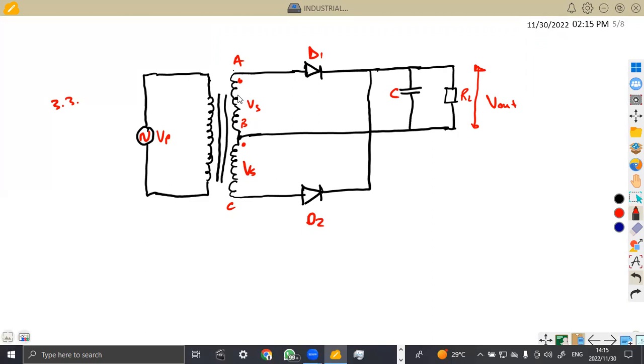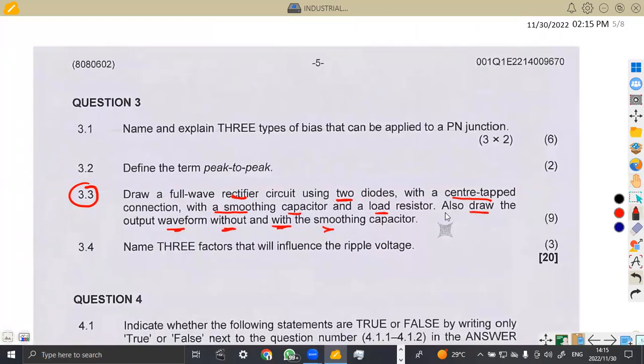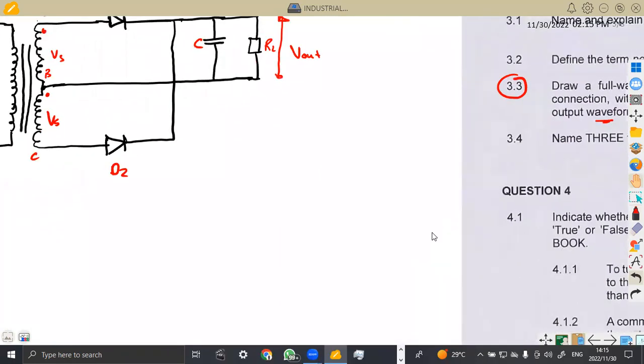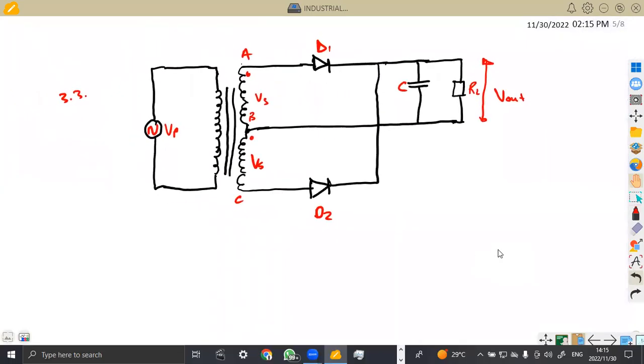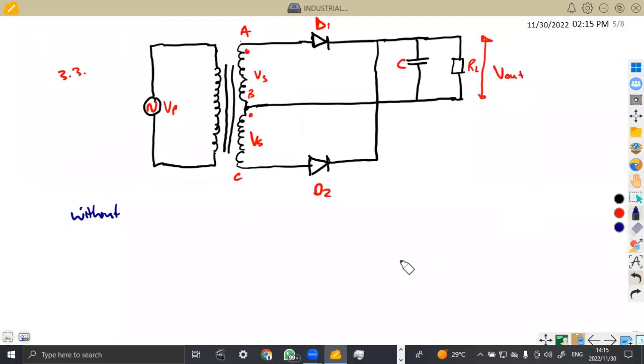The question was for you to draw not only the diagram, but also the waveform. Take note here, also draw the output waveform without and with the smoothing capacitor. So without the smoothing capacitor, remember your DC, when it is out, it will have a lot of ripples. It will be trying to maintain, but it won't be that way. It won't be smooth like that.